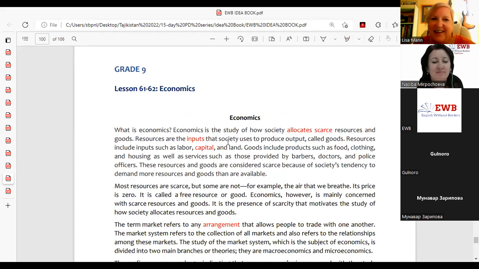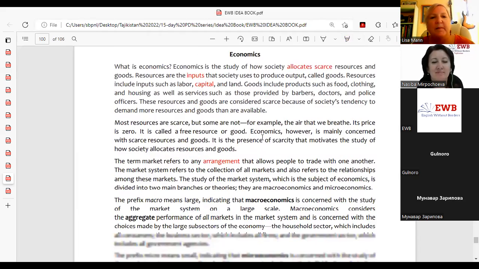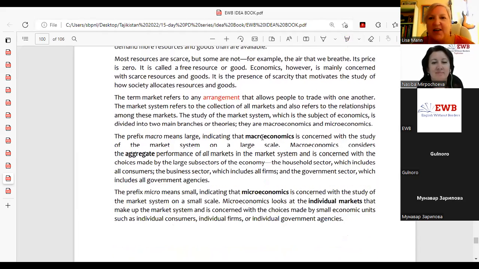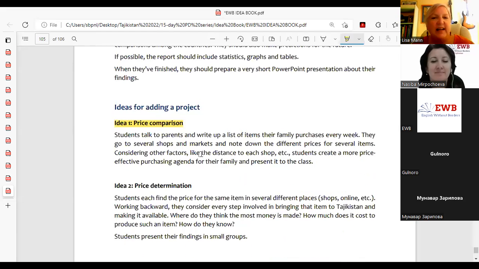All right, last one. Grade 9, which is the highest grade that we have here in our book, although Tajik schools go up to grade 11. This is a text on economics, and it's pretty difficult. I wanted to share with you the project idea, which is a price comparison. Again, I like this idea because it relates the lesson to the students' real life, to their real context, to what's really happening with them.